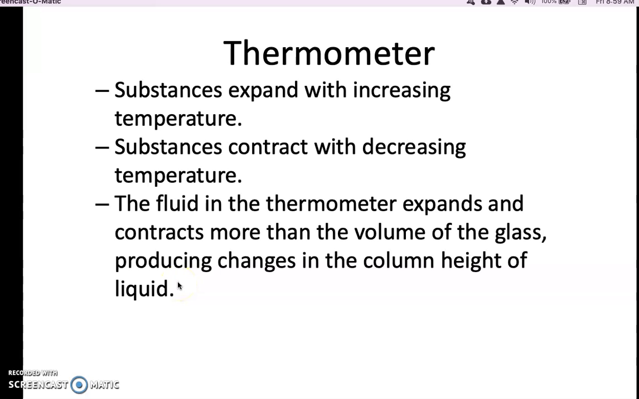Now, a thermometer. We know that substances expand with increasing temperature and substances contract with decreasing temperature. So when you're making a thermometer, the fluid in the thermometer expands and contracts more than the volume of the glass, producing changes in the column height of the liquid. Now, in the past, there used to be a mercury thermometer. Now they do not use that. They use an alcohol-based thermometer now, which is much safer. And they can be colored red, green, blue, have different colors.